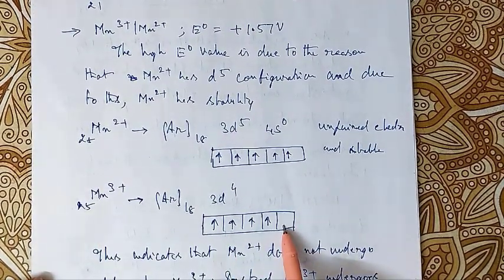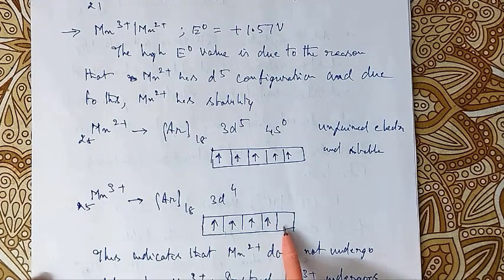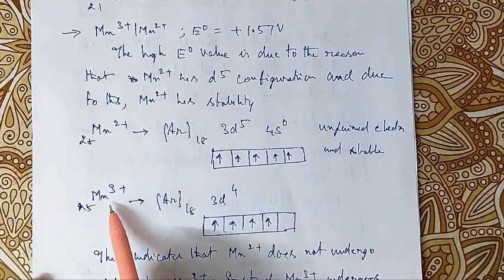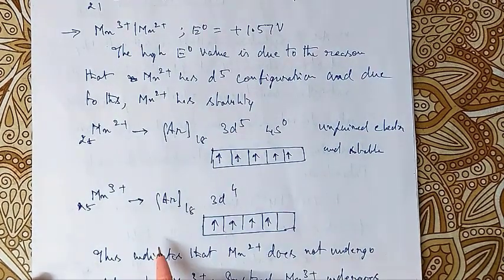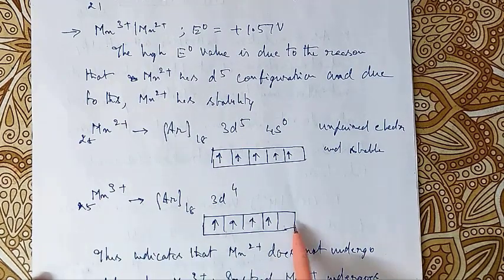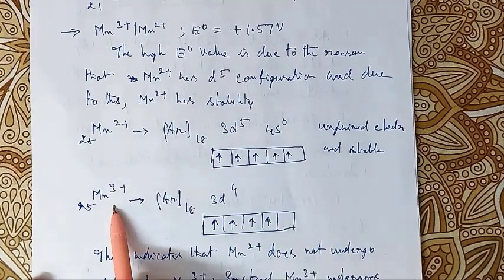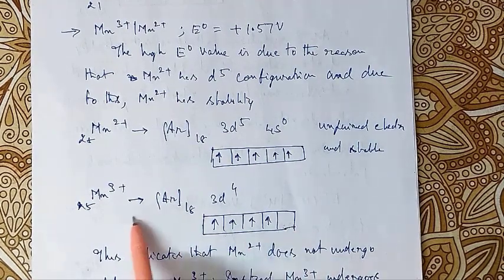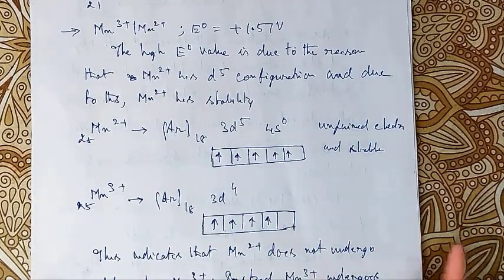That means one d orbital is deficient of electron. Therefore, it is not ready to form Mn3+ from Mn2+. Or otherwise, Mn3+ ion is ready to take the electron. That is, Mn3+ undergoes reduction by taking the electron, or it acts as oxidizing agent for other substances.